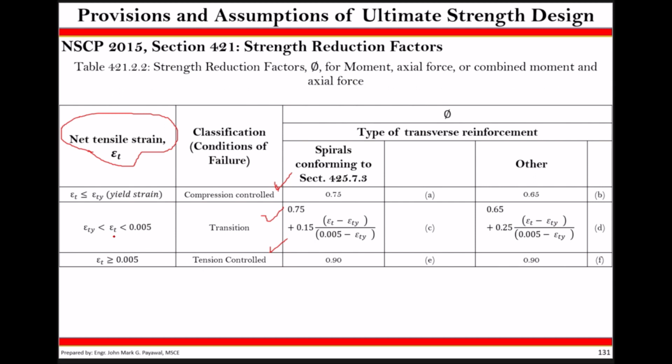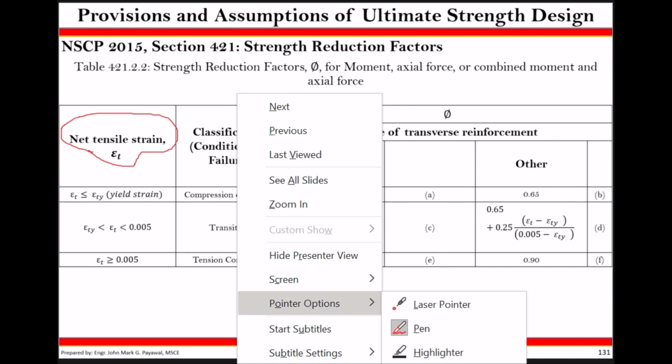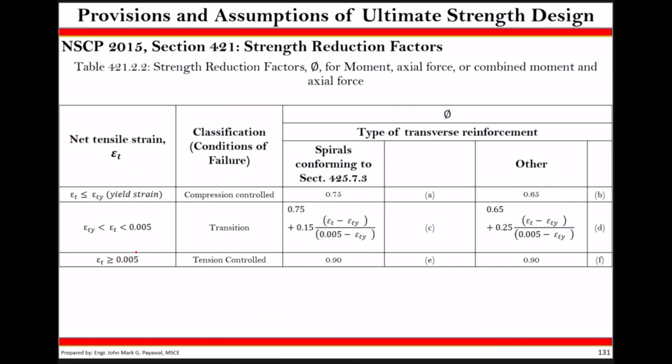If your ET is greater than your yield strain or ETY but less than 0.005, therefore it's transition. Kapag naman nangyaring ET is less than or equal to ETY, which is your yield strain, compression controlled siya. So later, we would see how can we apply this relationship. So it's like a rubric.